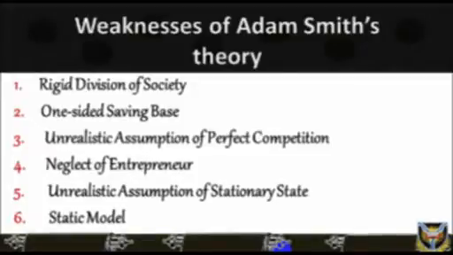4. Neglect of entrepreneur. Smith neglected the role of the entrepreneur in development. This is a serious defect in his theory. The entrepreneur is the focal point of development. It is the entrepreneur who organizes and brings about innovations, thereby leading to capital formation.